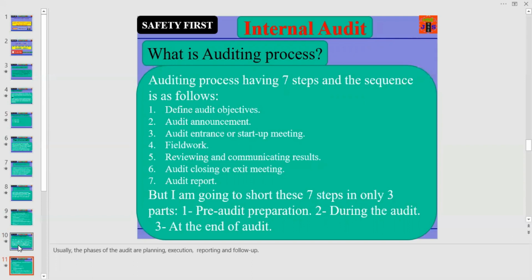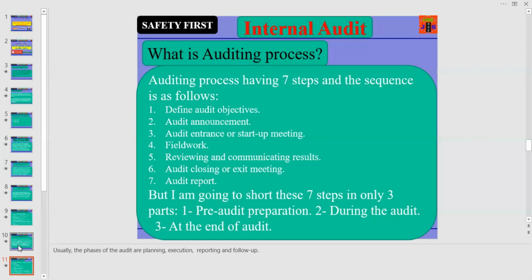Dear friends and fellows, let us understand now what is the auditing process. The auditing process has 7 steps, and the sequence is as follows. Step number 1, define audit objectives. Step number 2, audit announcement. Step number 3, audit entrance or startup meeting. Step number 4, field work. Step number 5, reviewing and communicating results. Step number 6, audit closing or exit meeting. And step number 7, audit report. This is the sequence and this is the audit process.